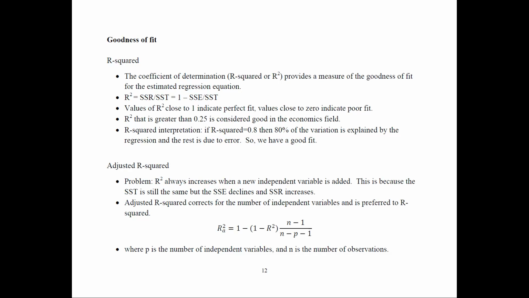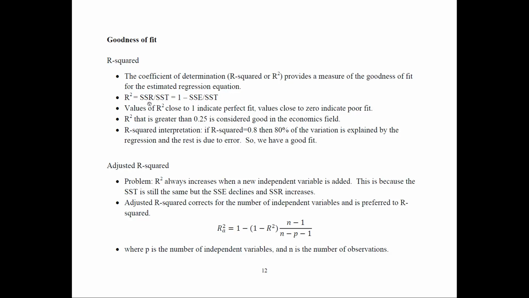So now I will talk about goodness of fit. And for that we use R squared. R squared is also called the coefficient of determination, and it provides a measure of the goodness of fit for the estimated regression equation. R squared is defined as SSR divided by SST, or 1 minus SSE divided by SST. So you can go back and recheck what these are. SSR is the sum of squares due to regression, and SST is the total sum of squares.